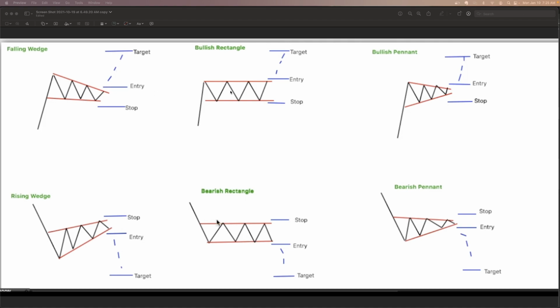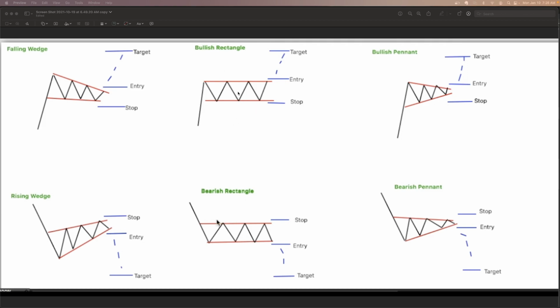Bullish Rectangle. For whatever reason, I always call this the Bearish Triangle. I don't know why. It's probably just because I didn't learn shapes very well when I was little or something. But anyway, bearish or bullish. See, I can't this morning.